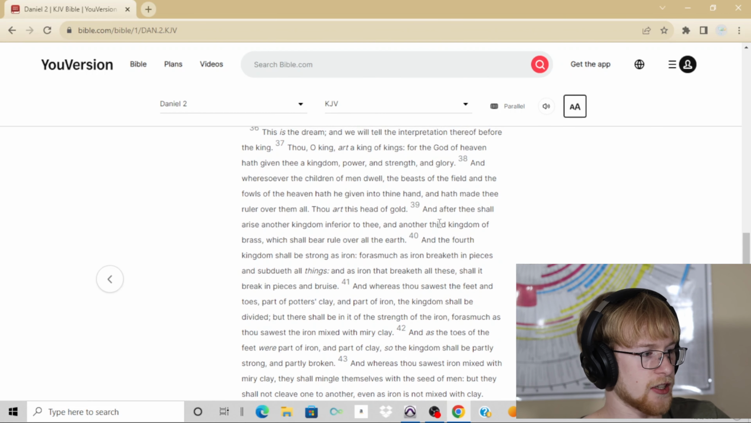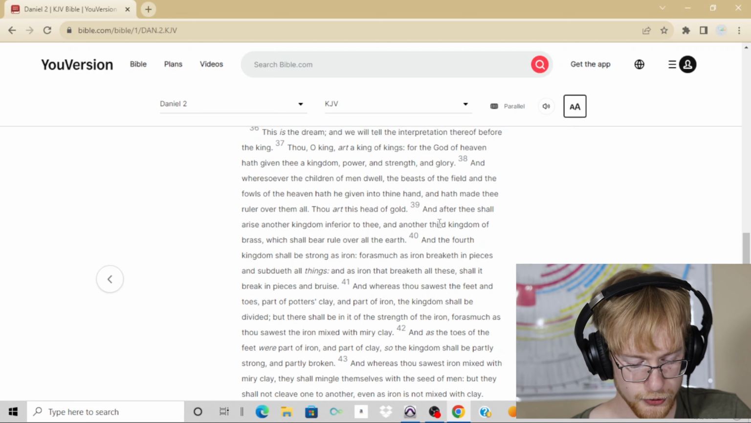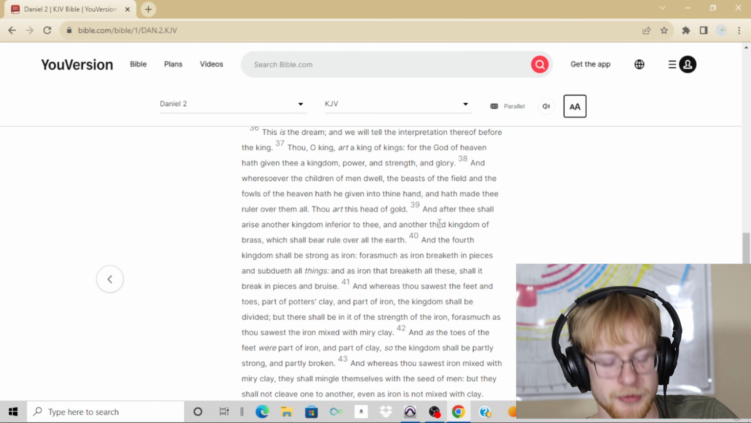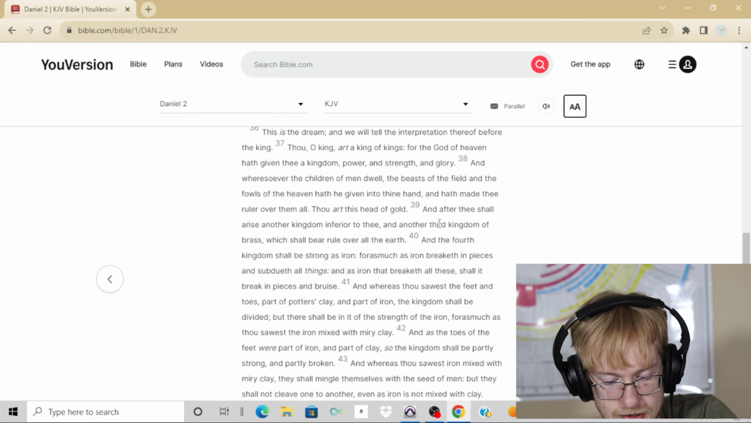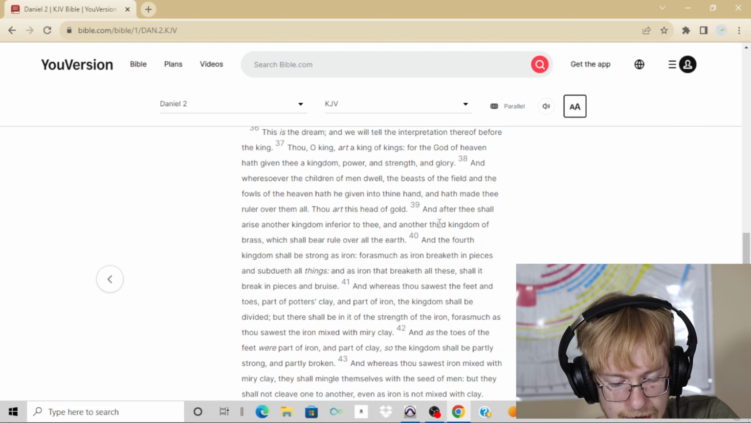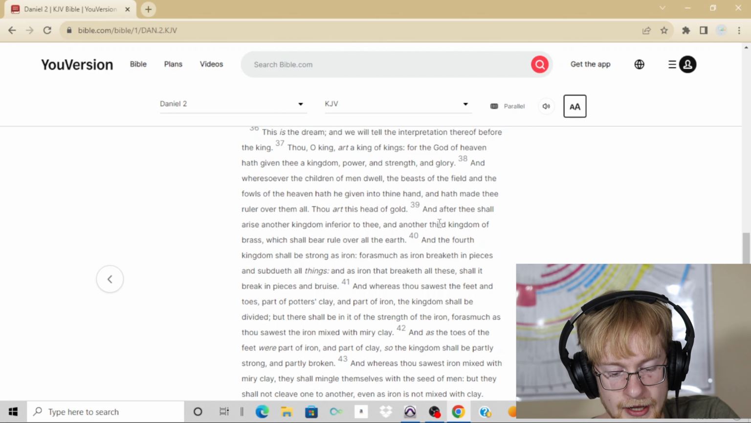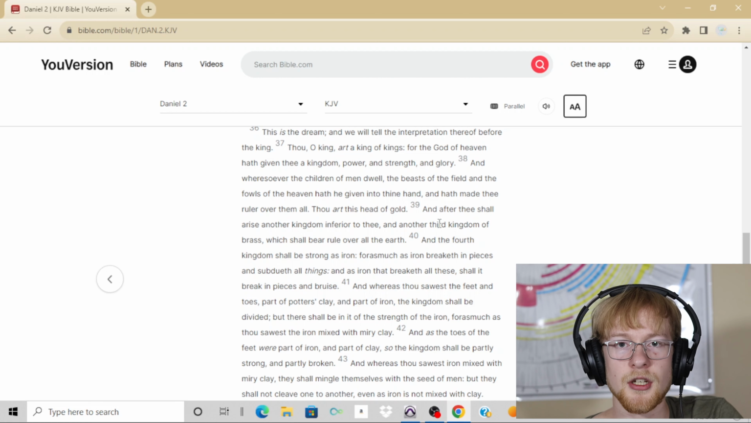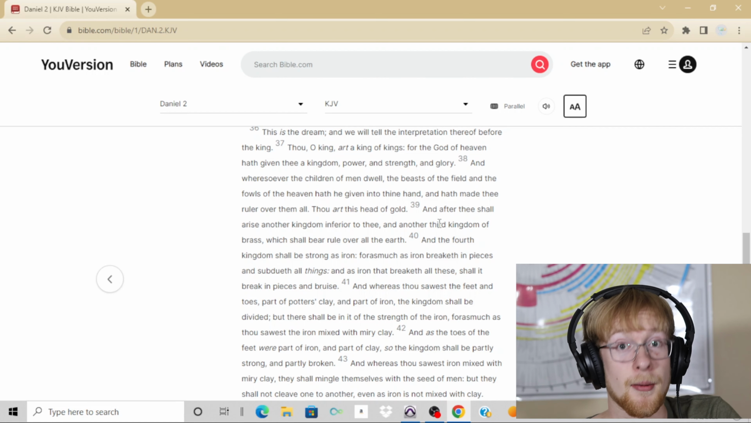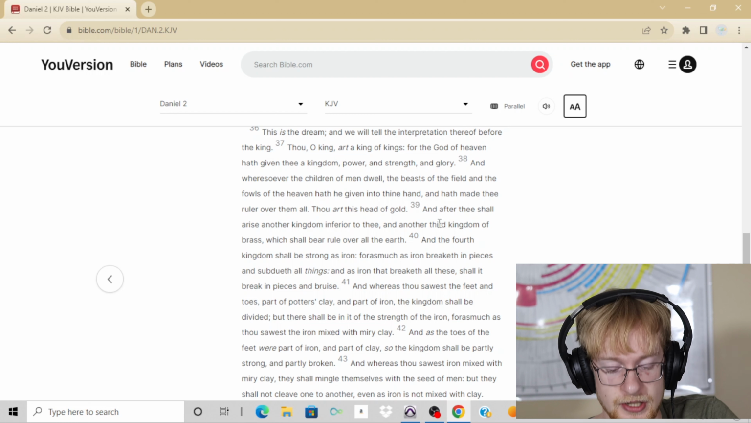Verse 36, this is starting on the interpretation. So he starts breaking down the dream, right? And he explains, starting in verse 38, that he says, you are the head of gold at the very end of 38, and the you is Babylon, right? The Babylonian kingdom represents the head of gold.